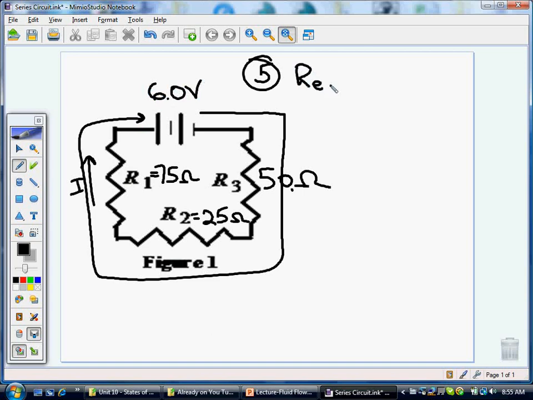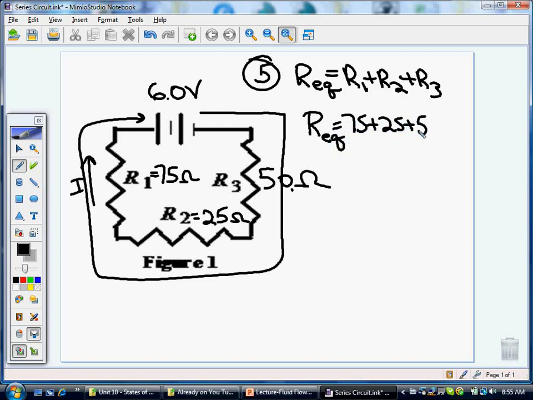So in finding the equivalent resistance for a series circuit, since the current must pass through every resistor in this circuit, it goes through R3, then R2, then R1. It's just going to be R1 plus R2 plus R3 because it is a series circuit. So our equivalent resistance in this case is going to be equal to 75 plus 25 plus 50 ohms. So equivalent resistance equals 150 ohms.